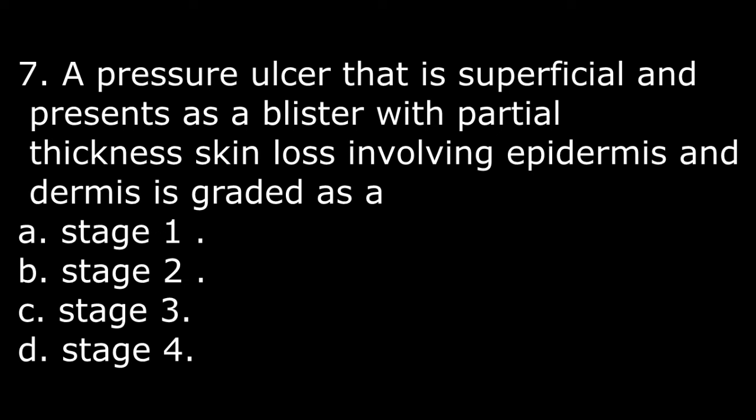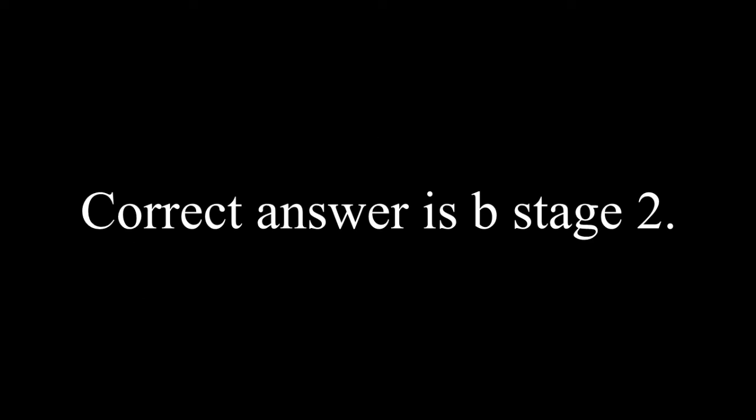7. A pressure ulcer that is superficial and presents as a blister with partial thickness skin loss involving epidermis and dermis is graded as A. Stage 1. B. Stage 2. C. Stage 3. D. Stage 4. Correct answer is B. Stage 2.